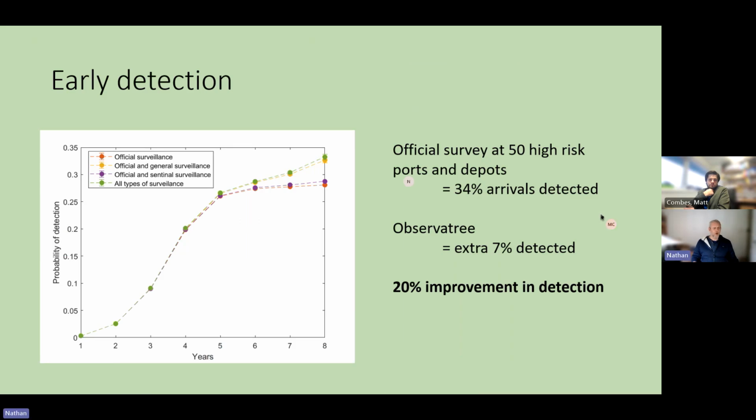And so just one very quick slide to summarize this. Obviously, over time, it gets more and more likely to detect things. Here we've included a red line, which is official survey just at the 50 high-risk ports and depots, and that picked up about 34% of arrivals detected. Still quite a lot of room to play for. These 150 or so active Observatory volunteers, we're finding around an extra 7%, so that's a 20% improvement just from this small cohort of well-trained volunteers.